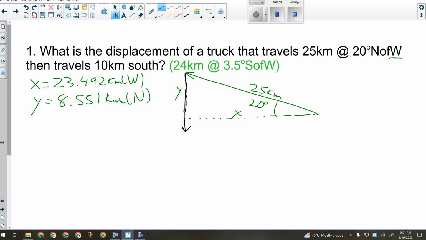If I'm ever unsure, and this is a case where I could be unsure even if I'm being careful about my scale, I just double check it. I actually do the calculation first so I know for sure. All right, so that black arrow is 10 kilometers and it's south.